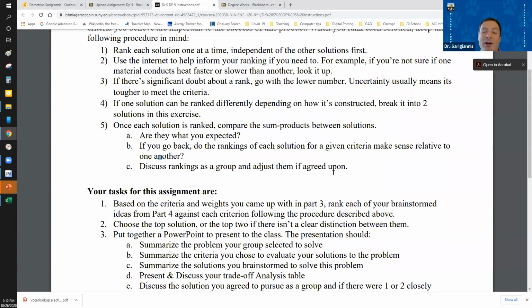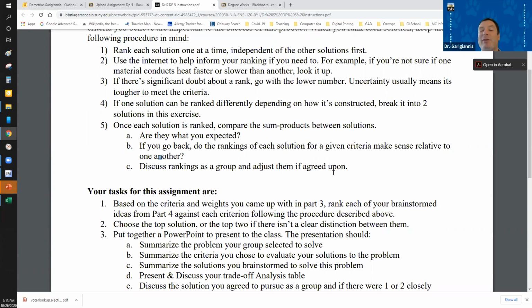This is the point where you look at your results and you say, do these make sense to us as a group? Is this kind of what we'd expect? And go back and discuss your rankings. I've been in meetings before where we've ranked things. We use this technique for other things besides just design. You can use it for brainstorming ideas, for troubleshooting plants.